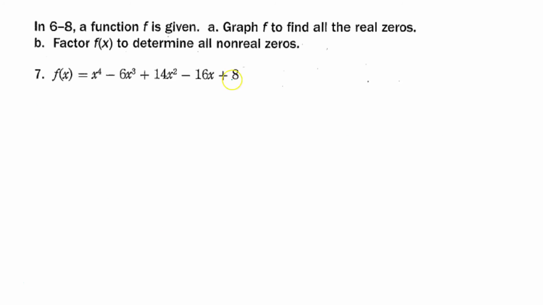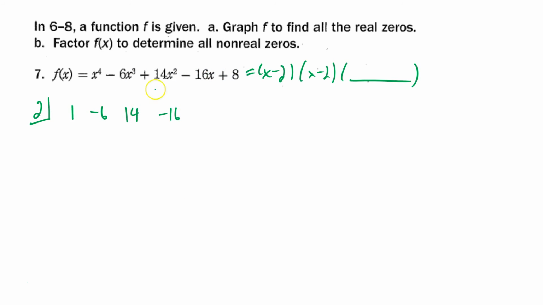So we have our f of x here, and I know it's x minus 2 times x minus 2 times some other polynomial. So to find that, I'm going to do synthetic division twice. So I'll put 2 into the box. I've got 1, negative 6, 14, negative 16, and then 8. Draw our line. 1 comes down, times 2 is 2, negative 6 and 2 are negative 4, times 2 is negative 8, and 14 and negative 8 are 6, times 2 is 12, gives me a negative 4, negative 8 gives me 0.